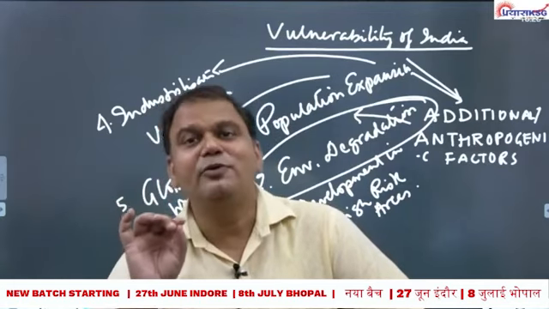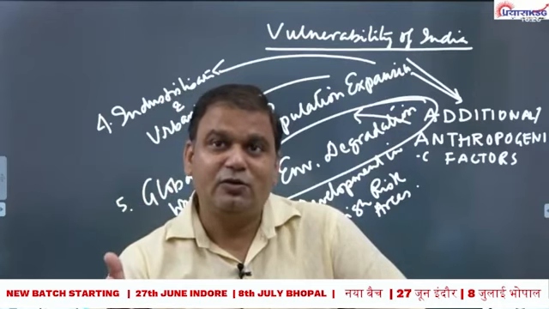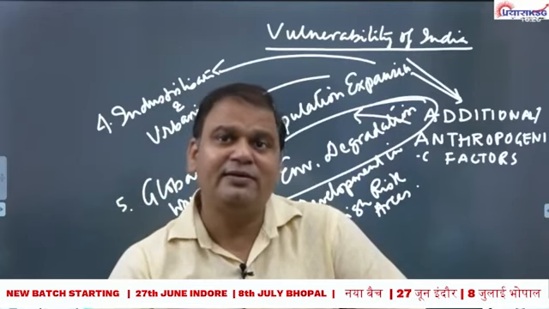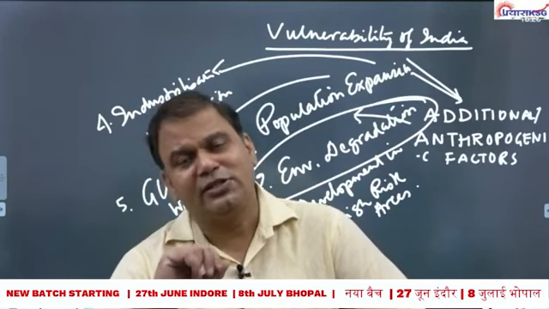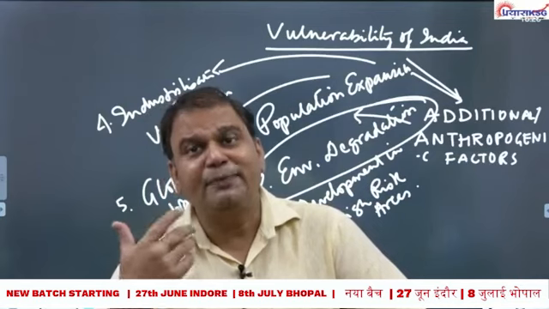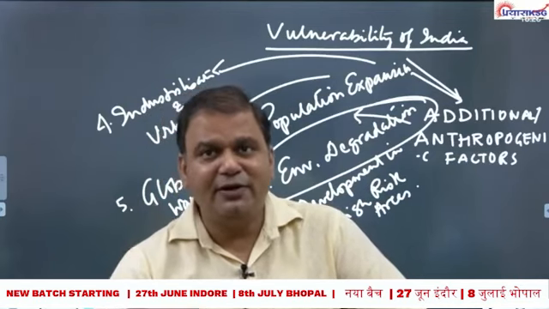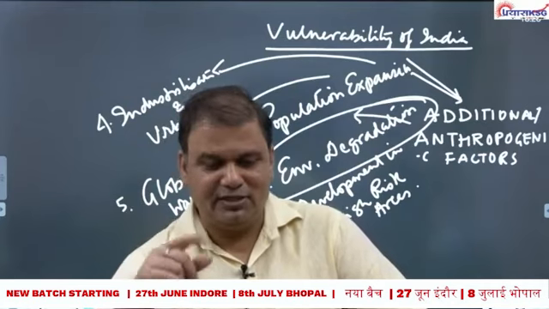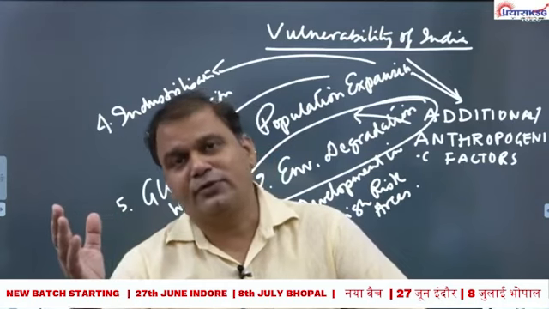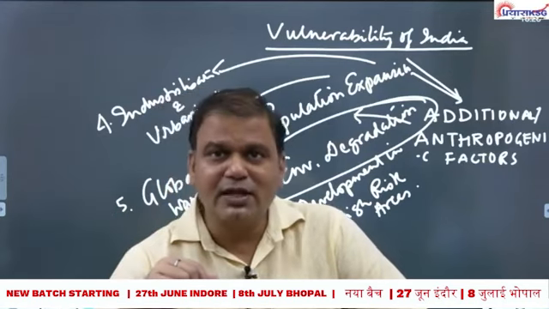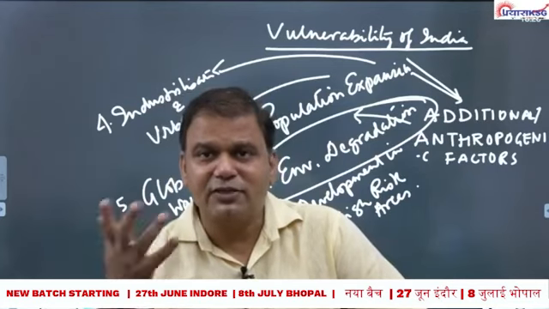epidemic. Suppose the number of people affected by a disease becomes greater than what would normally be expected at that time, then we call it an epidemic, okay? So if the number of cases due to that disease is greater than should have been normally at that period of the time of the year, the disease would be called an epidemic. For example, Kalazar in India was an epidemic, dengue is an epidemic, chikungunya is an epidemic. So these are epidemics.